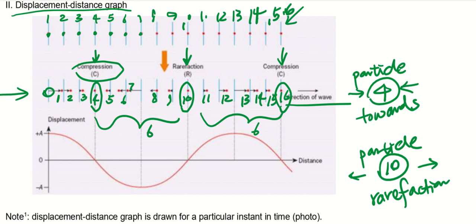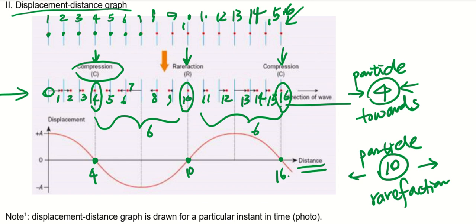Okay, so if it's compression, right, the displacement, remember particle 4 doesn't move, so the displacement is going to be 0. Similarly for particle 10. Okay, and then particle 16. Okay, so this is where we map out particle 4, 10 and 16 on the x-axis. Then how do we get this transverse or sine looking wave?